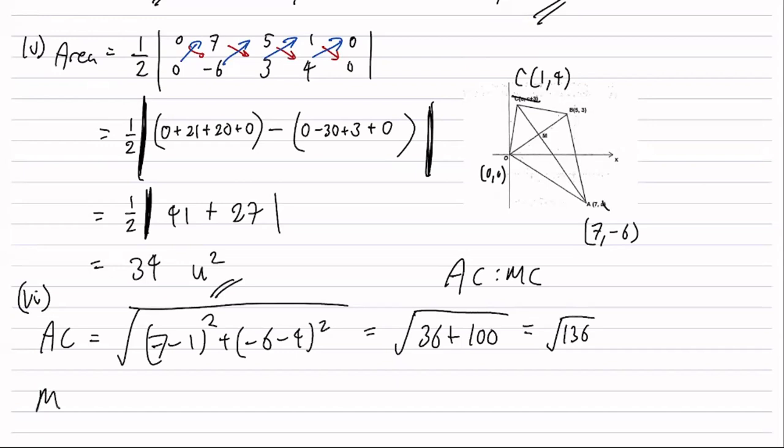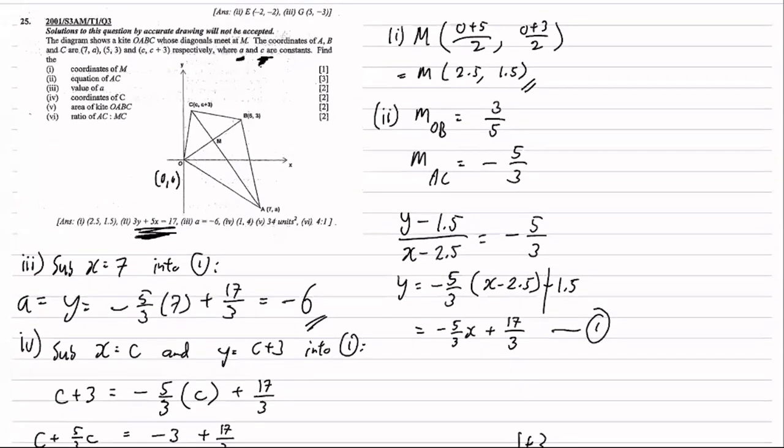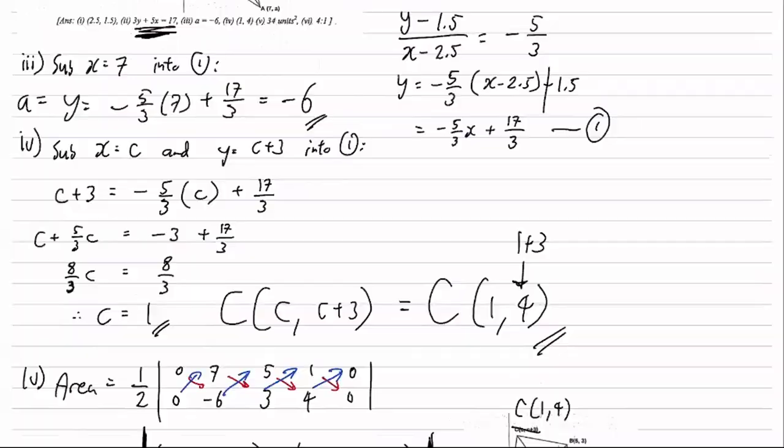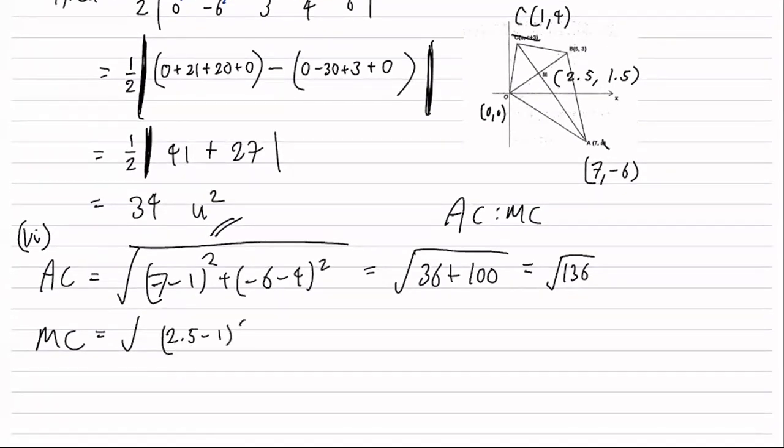Then what about MC? What's M again? I can't remember. Midpoint. 2.5 comma 1.5. Okay, then we just calculate. So x minus x, 2.5 minus 1 bracket square plus 1.5 minus 4 bracket square. Simplify this without calculating the square root. 2.5 minus 1 is 1.5 square plus 1.5 minus 4 bracket square. And we get 17 over 2 or 8.5.